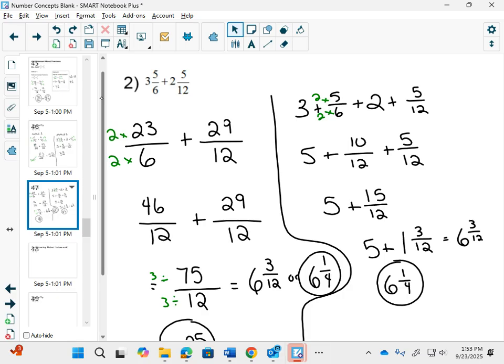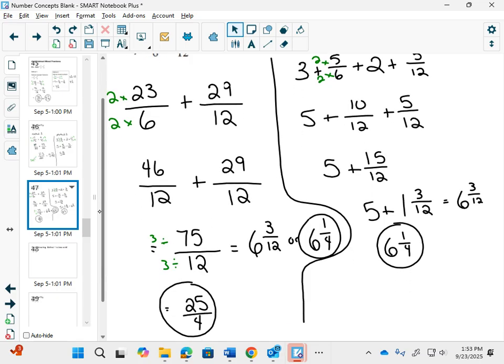Which, if I change that back to a mixed fraction, 6 times 12 is 72. So I have 6 full ones and 3 pieces left. And the 3 over 12, both of those can be divided by 3. So in lowest terms, we would write 6 1/4. If I wanted to keep it as an improper fraction, I'd also have to notice that I could divide each of them by 3.